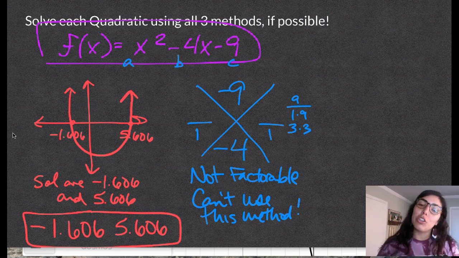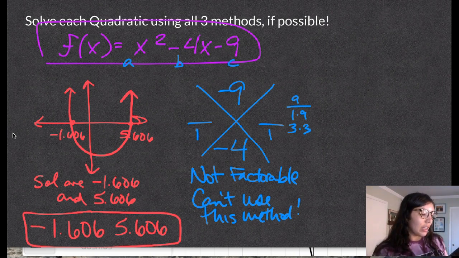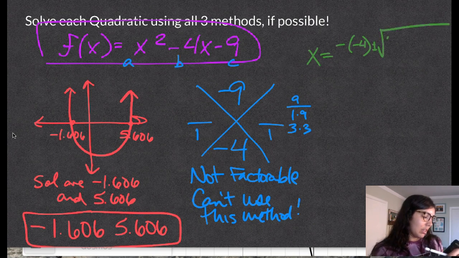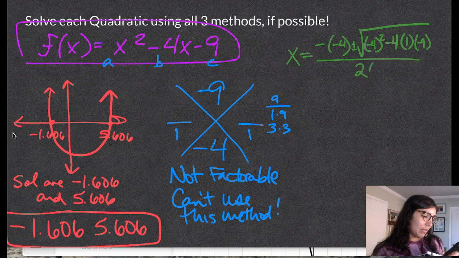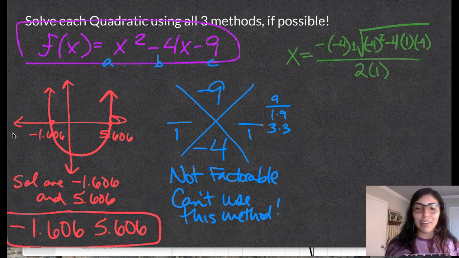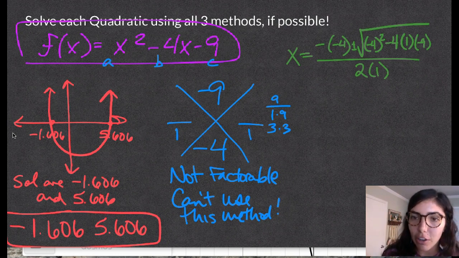And if it is, you need to choose one of the other two methods, graphing or the quadratic equation, to finish it. Quadratic equation will always work. It's x equals negative b plus or minus the square root of b squared minus 4, I ran out of room again, let me scoot it over, 4 times a times c all over 2 times a. A, b, and c are the same for factoring and the quadratic equation. So I'm going to use the quadratic equation and a calculator to finish this.